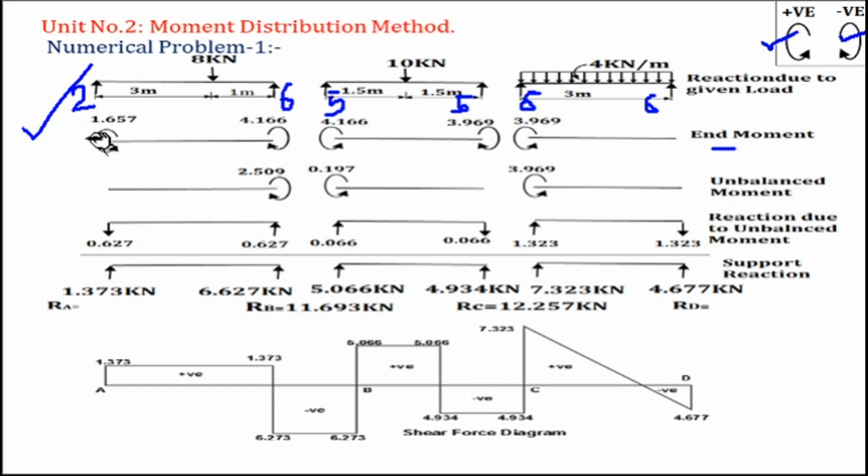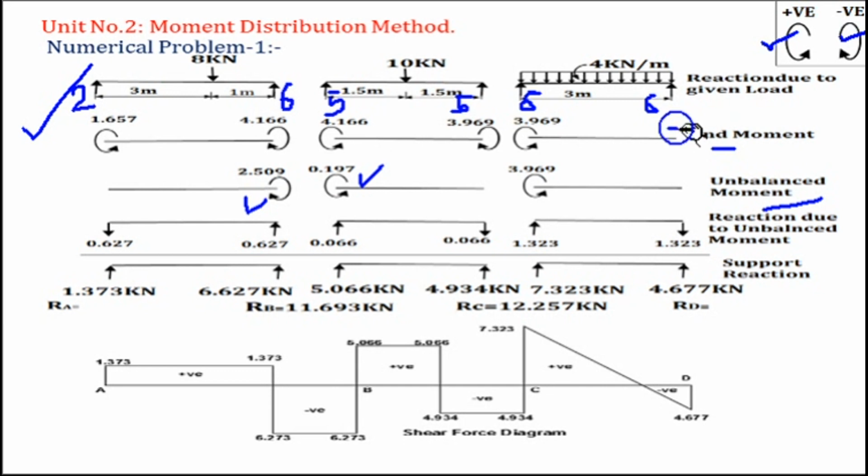Now next one, find out the unbalanced moment. So take the difference between these two: 4.166 minus 1.657. You have an unbalanced moment for this end, 2.509. Take the difference between these two, and you have an unbalanced moment of 0.197.